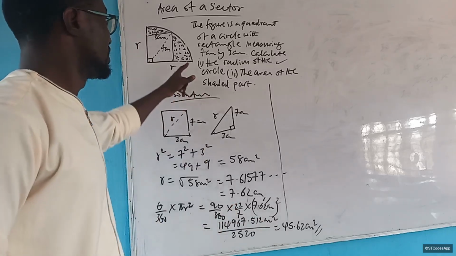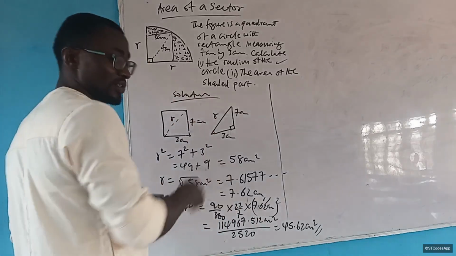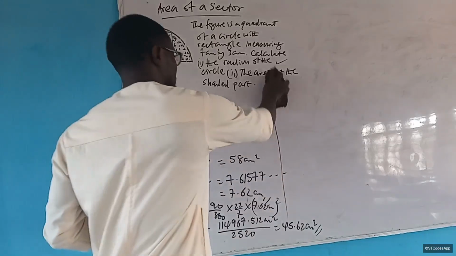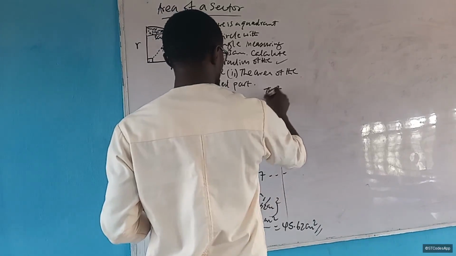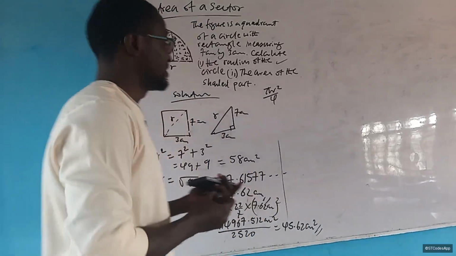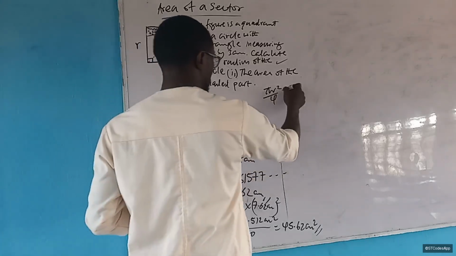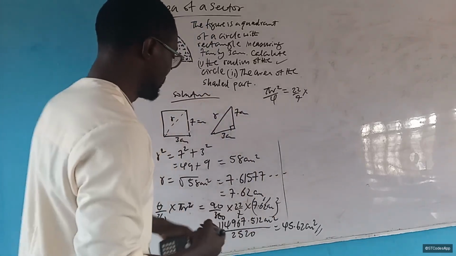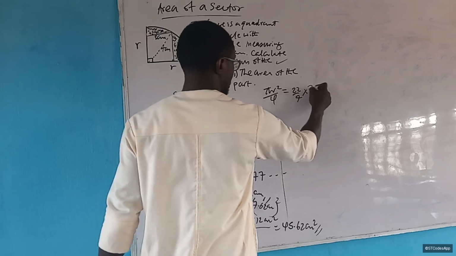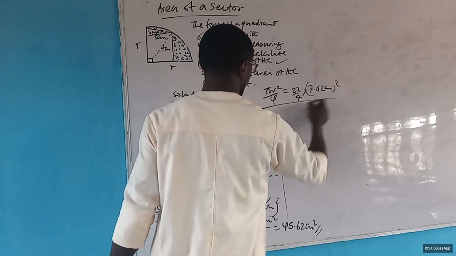Now, if you don't want to find the area in this order, you can as well find the area using the formula for the area of a circle, which is pi r squared. You can choose to solve it like this. We are still going to arrive at pi r squared divided by 4, remember, this is a quadrant. So this will become 22 over 7 times our radius, 7.62 centimeters, everything squared.